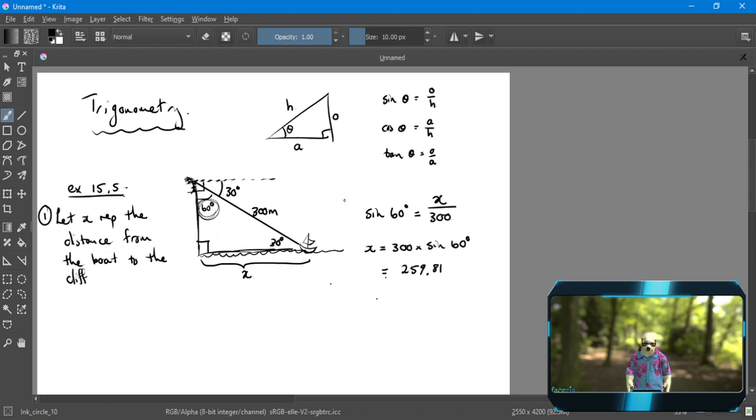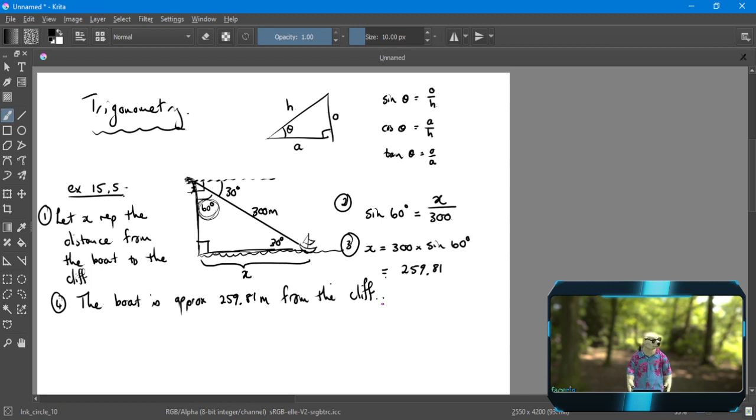Then we had our translation of the information into an equation. Then we calculated some stuff to solve that equation. And lastly, we relay our answer back in the original language. So the boat is approximately 259.81 meters from the cliff.